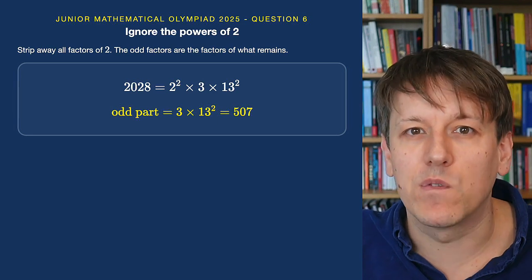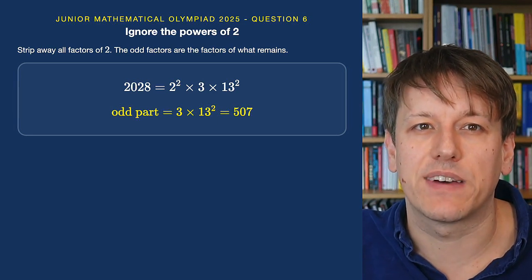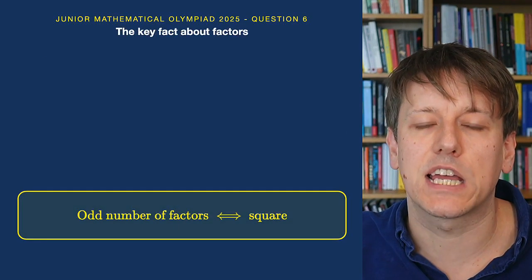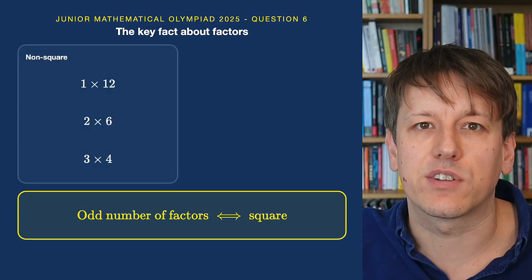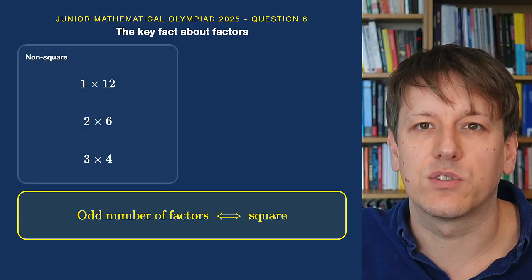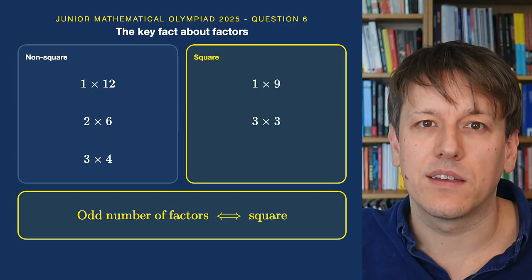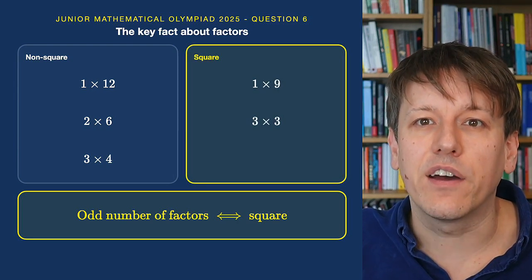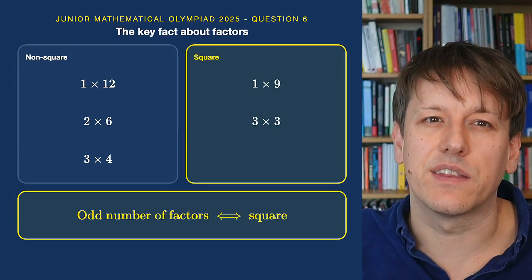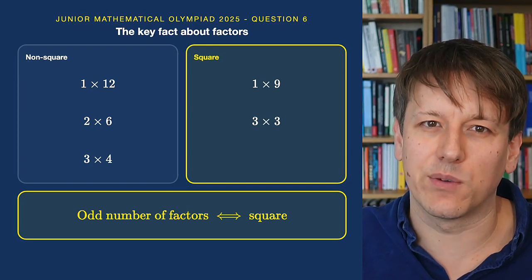So the question becomes, when does the odd part have an odd sum of factors? Now factors usually come in pairs. So for 12, for example, the pairs are 1 times 12, 2 times 6, and 3 times 4. But for a square number, one pair sort of collapses into the middle. So for 9, we have 1 times 9 as factors, and then 3 times 3. So the factor 3 is counted only once.